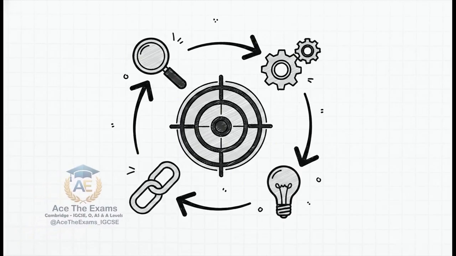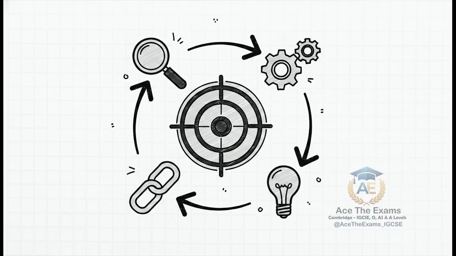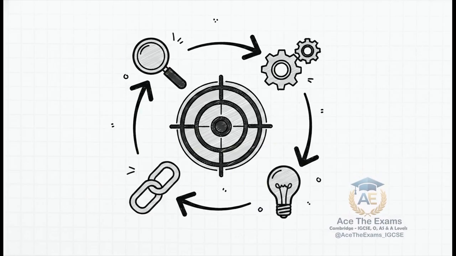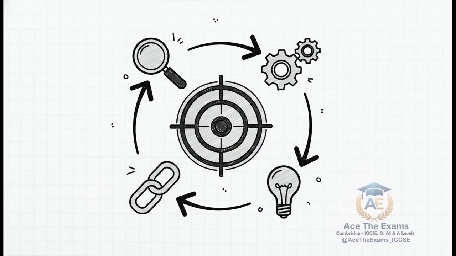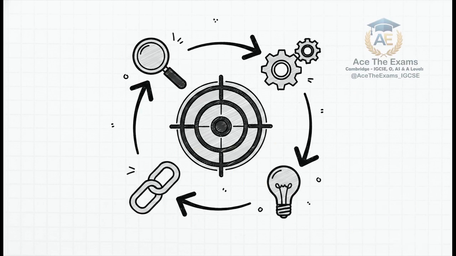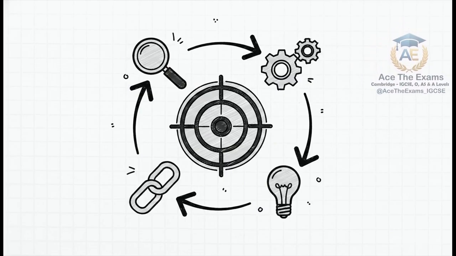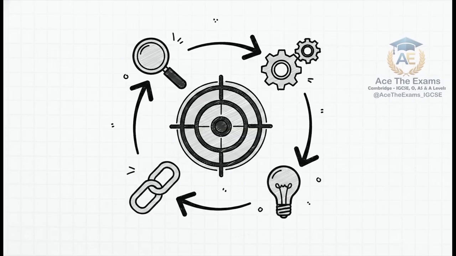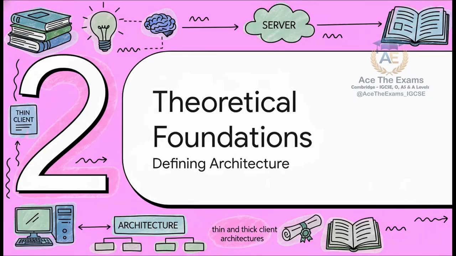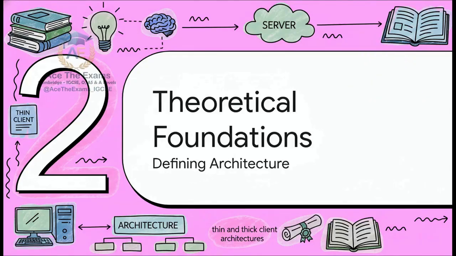This is exactly where we introduce the PEEL framework. PEEL. Point, evidence, explanation, link. Top students don't just dump lists of facts onto the page. They meticulously structure their answers. They make a clear point about the architecture. They provide concrete evidence from the provided scenario. They offer a highly technical explanation, and then they link it all back to the specific question asked. If you want to spot a top-tier answer in the wild, look for the PEEL structure. It is non-negotiable. Moving on to Section 2, Theoretical Foundations, Defining the Architecture.